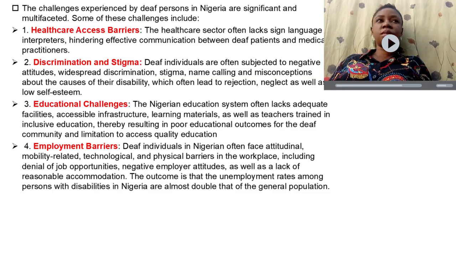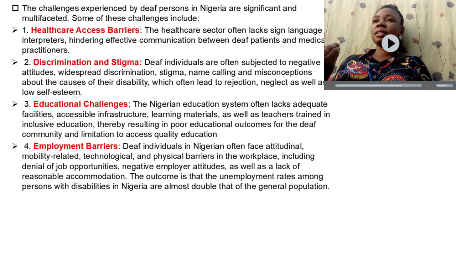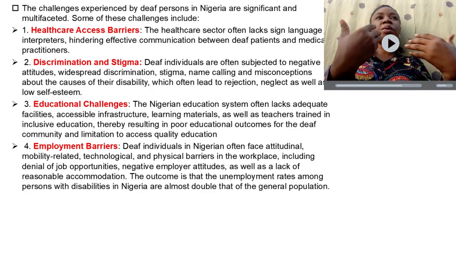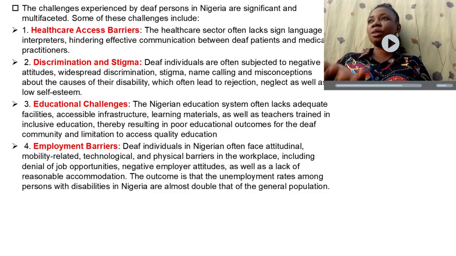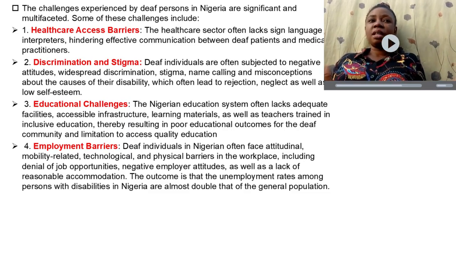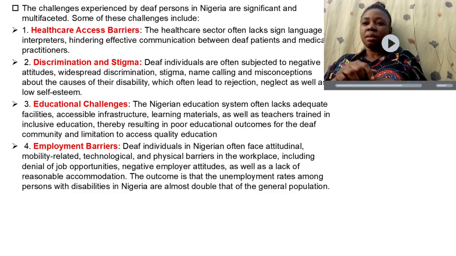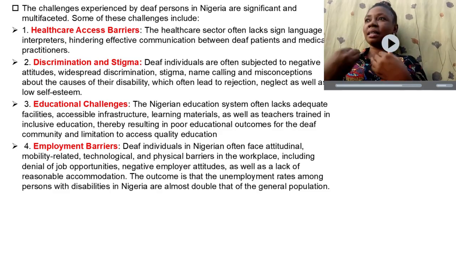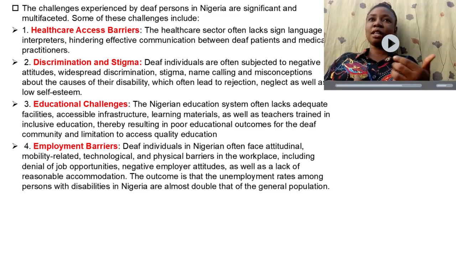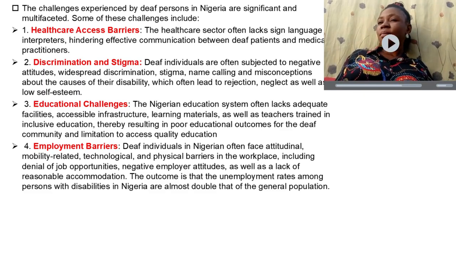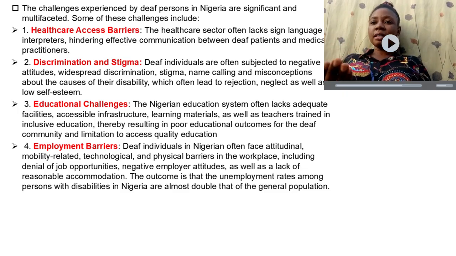And most times, some persons believe that people become deaf because their ancestors or their parents or whoever committed some atrocity and that's why they became deaf. They wouldn't want to associate with the person. Some want to ask a deaf person something and they'll be looking at probably an interpreter or someone that is with the deaf, and asking. Meanwhile, you can actually look at the deaf and talk to him or talk to her.